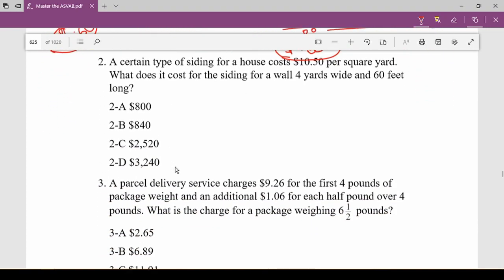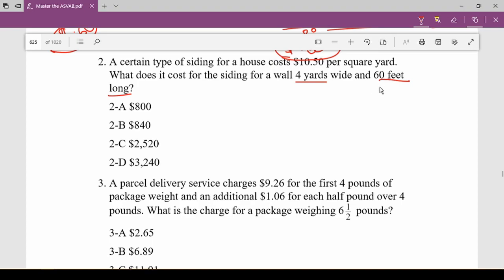Number 2, a certain type of siding for a house costs $10.50 per square yard. What does it cost for the siding for a wall 4 yards wide and 60 feet long? Okay, so we're told the cost per square yard. We want to know what it costs for a wall that's 4 yards wide by 60 feet long. Well, you can't do this problem as it stands because we have something in yards, and we have something in feet.